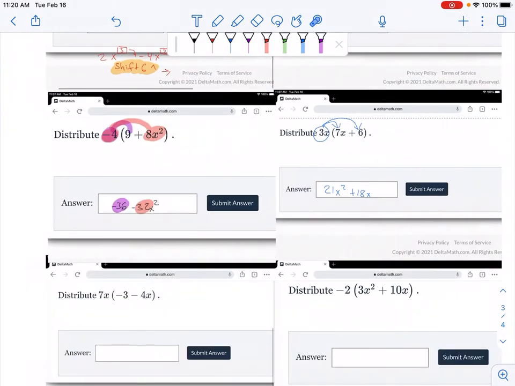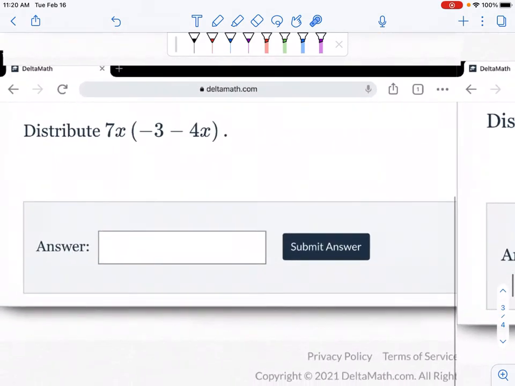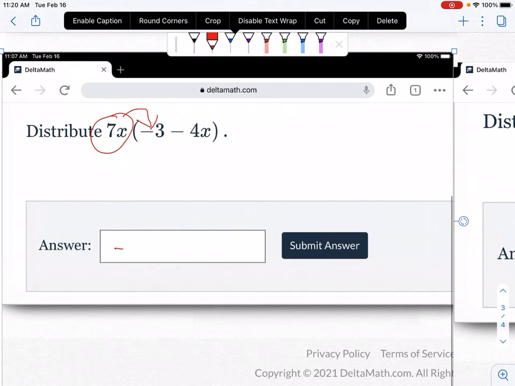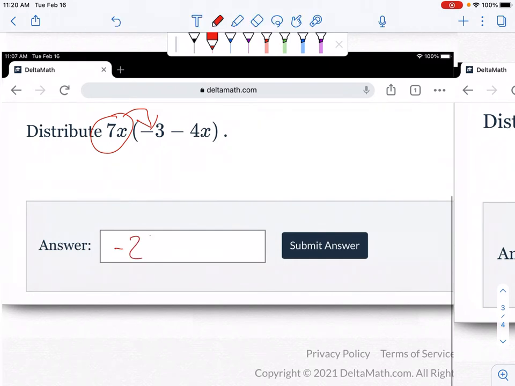All right, last couple here. 7x times negative 3. 7 times negative 3 is negative 21. And then I'm going to leave the x attached because there was the x there. And then 7x times negative 4 is going to give us negative 28. And x times x will raise it to x squared.